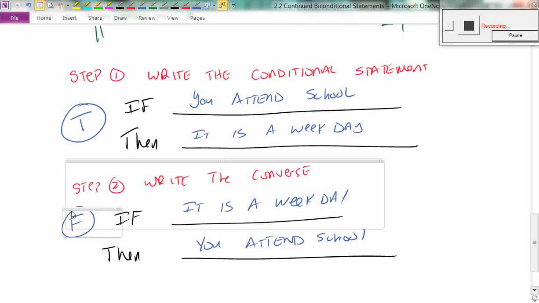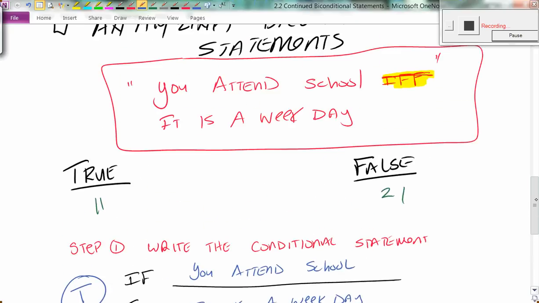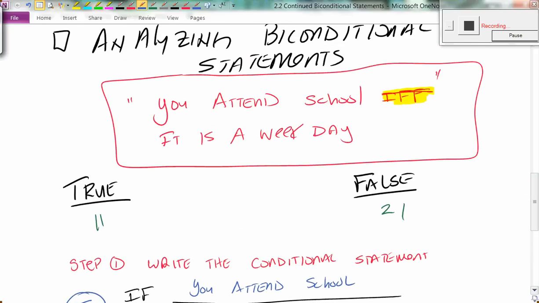So now, check it out. We have just said the conditional statement is true, but the converse is false. What does that make our original biconditional statement? False. Therefore, all you falsers were correct.